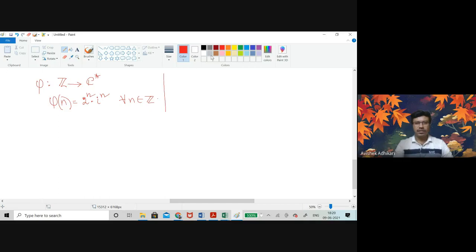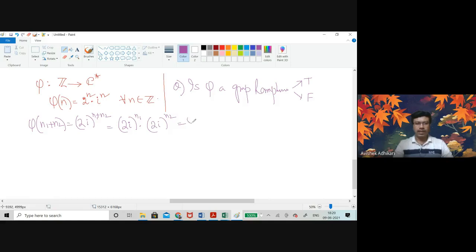First tell me, question: is phi a group homomorphism? True or false? Quickly. Is phi a group homomorphism? Let's check. Phi of n1 plus n2 equals 2i to the power n1 plus n2, and this has to be 2i to the power n1 into 2i to the power n2, and that should be equal to phi of n1 into phi of n2. That implies phi is a group homomorphism, right?